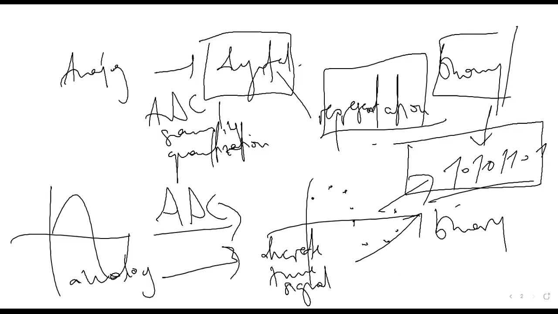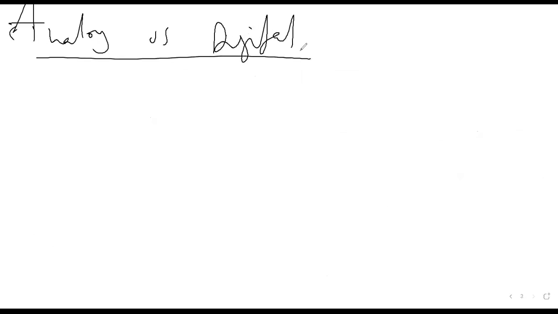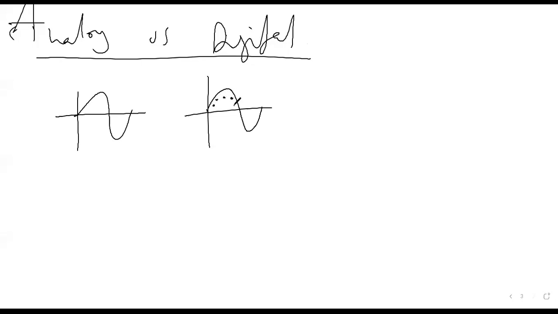Right, we have analog versus digital. Analog systems process information that varies continuously. Digital systems manipulate discrete elements. Definition: analog signals vary continuously. Discrete time signals vary discretely. All right.